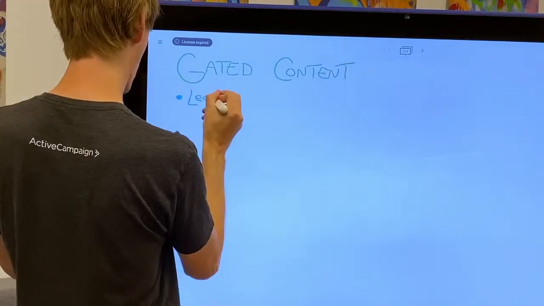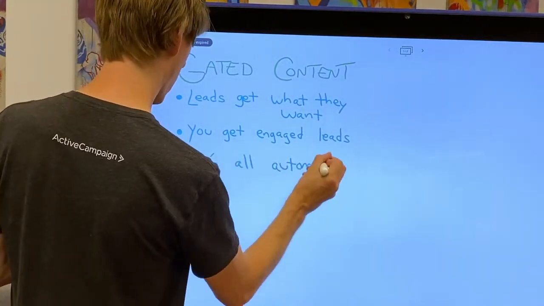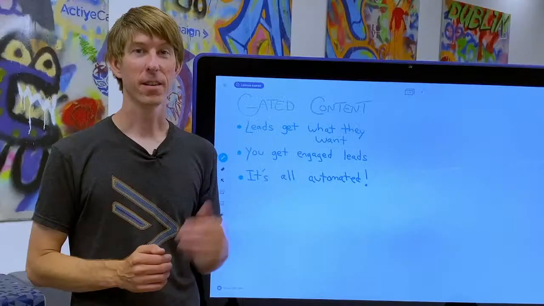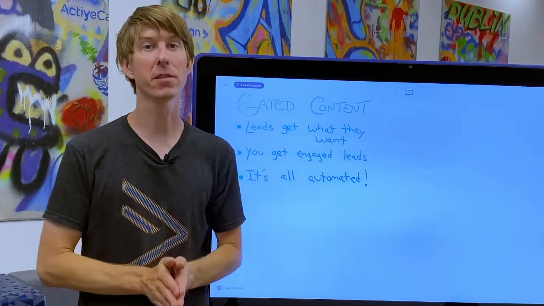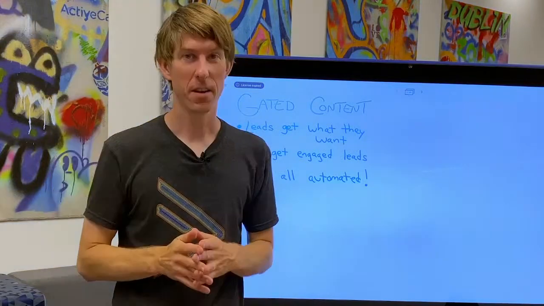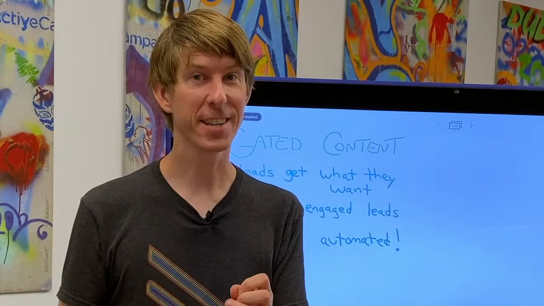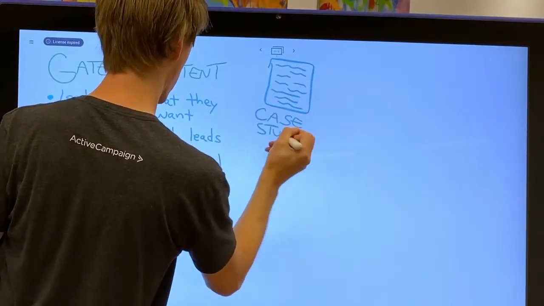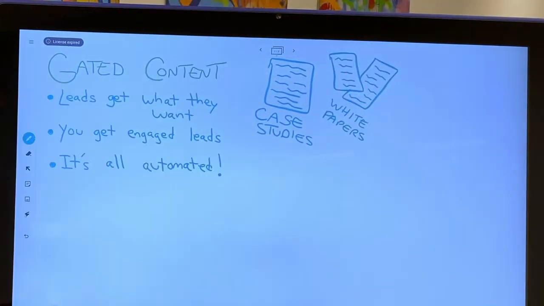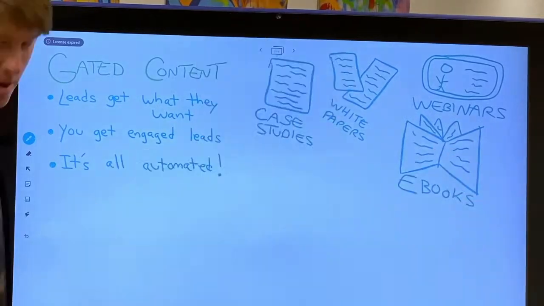With gated content, your leads get the content they want, you get engaged leads that are more likely to convert, and to top it all off, this can all be fully automated. Gated content is content that can't be accessed until the visitor submits their contact information. This technique works with any type of content, but the best gated content is information that can't be found anywhere else. Things like case studies, white papers, webinars, or ebooks.